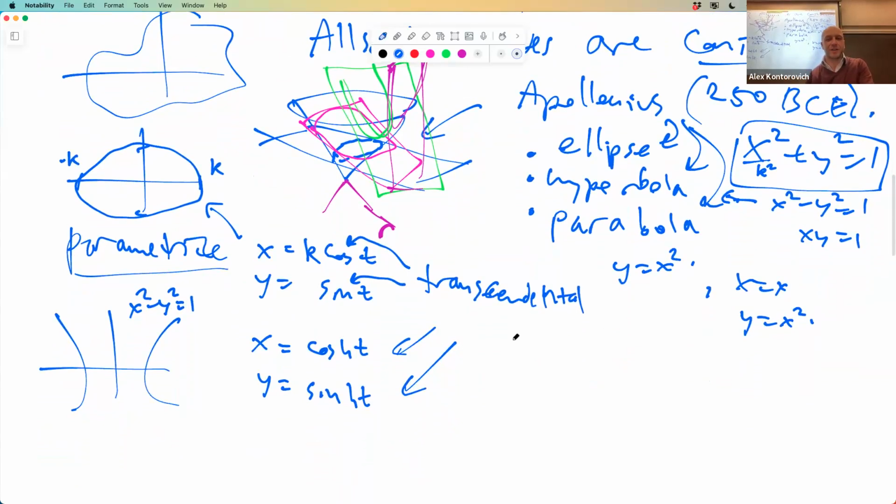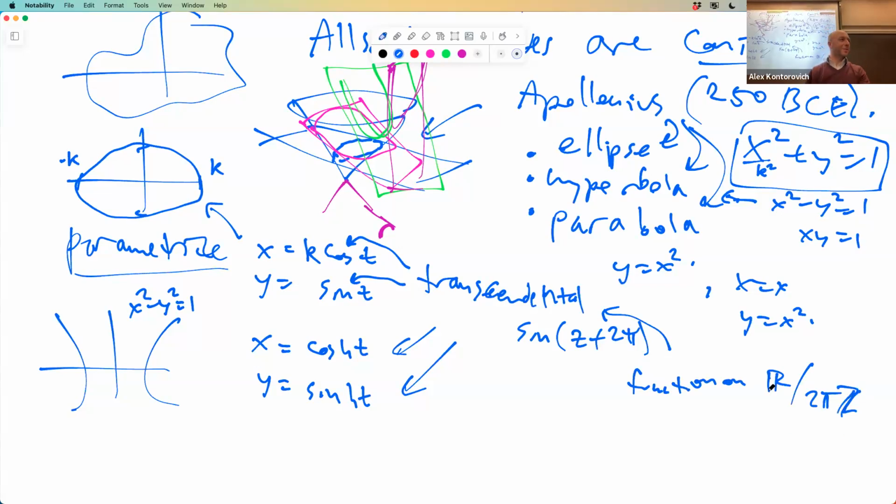These transcendental functions are periodic. The sine and cosine function, of course, is periodic with period 2 pi. So really, these are functions on the circle. This is a function on R mod 2 pi Z. We have this lattice 2 pi Z sitting inside the reals, and we get this once periodic function, sine and cosine, that are invariant under translation.